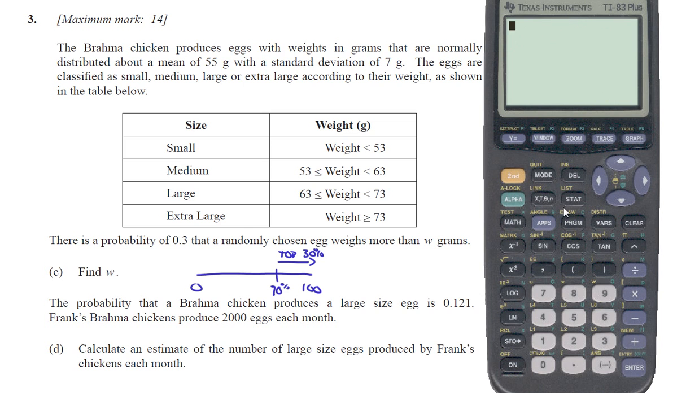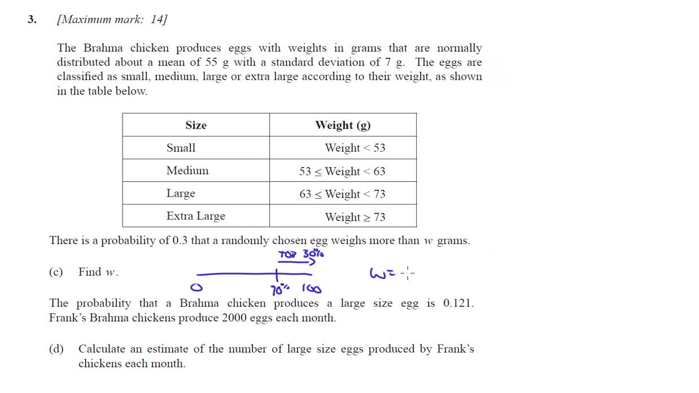Let's try that again. So second distribution, inverse normal, so 0.7, and then 55 is our mean and 7 is our standard deviation. Push enter and we get 58.7 if we round it to 3 significant figures. Okay, so W equals 58.7, and these are all in grams. So that means the top 30% of the eggs are going to be way above 58.7 grams.